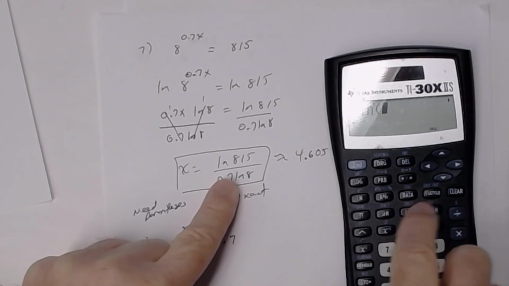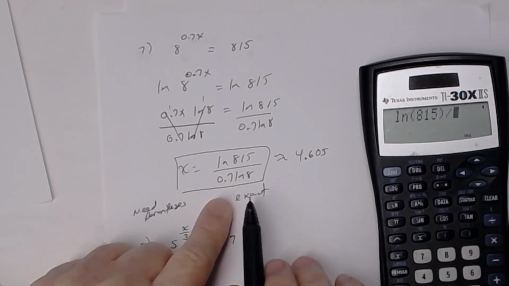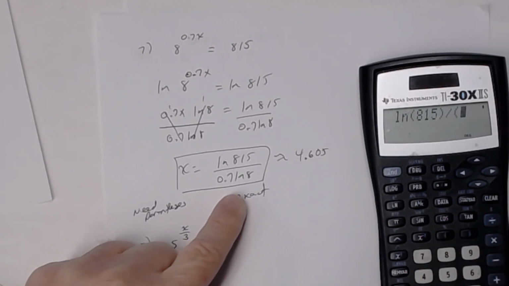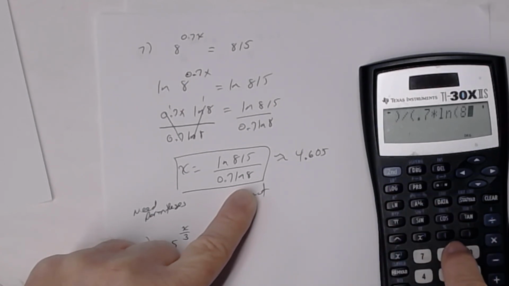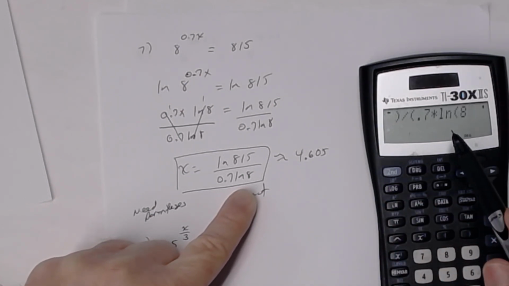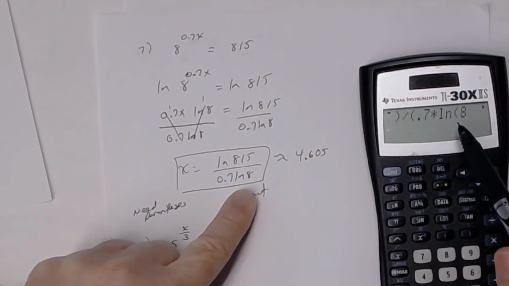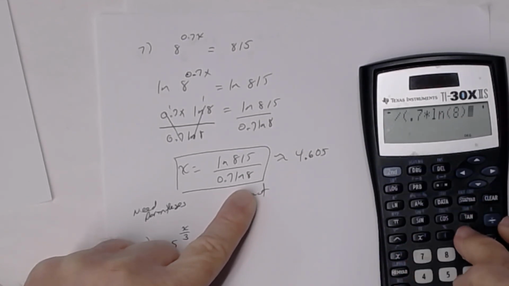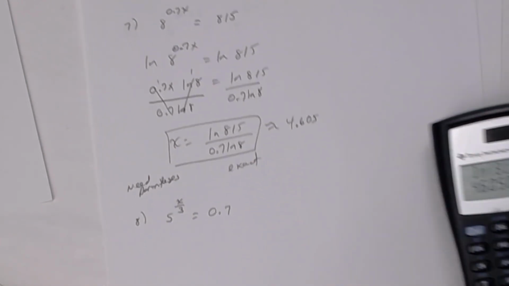You're going to say the natural log of 815, don't forget to close it, divided by, now I need parentheses because that's two factors here. Parentheses, 0.7 times the natural log of 8. Now remember, whenever you click on log or natural log, it inserts a parenthesis. You got to close it, close that parenthesis, and you got to close the denominator parentheses and press equal, and you get that. Okay? All right, now let's look at number 8.